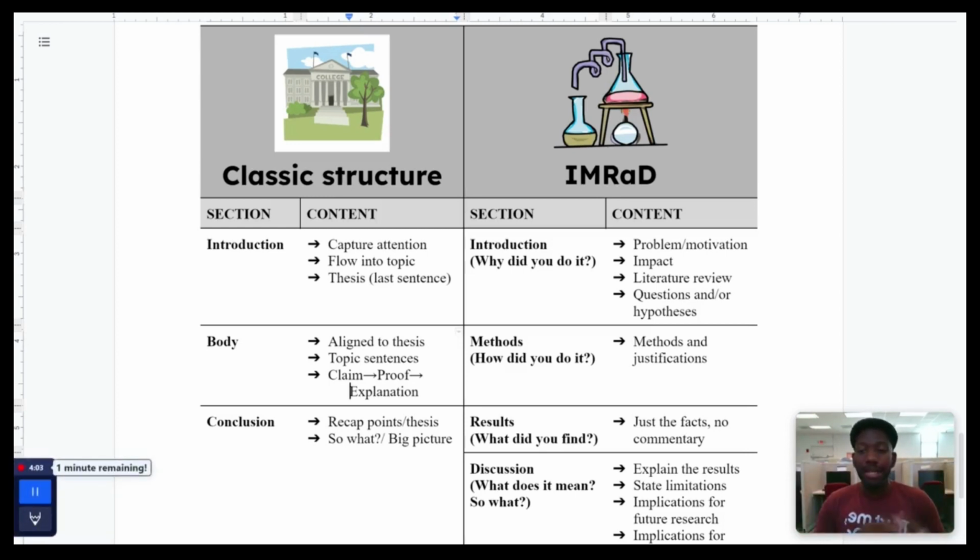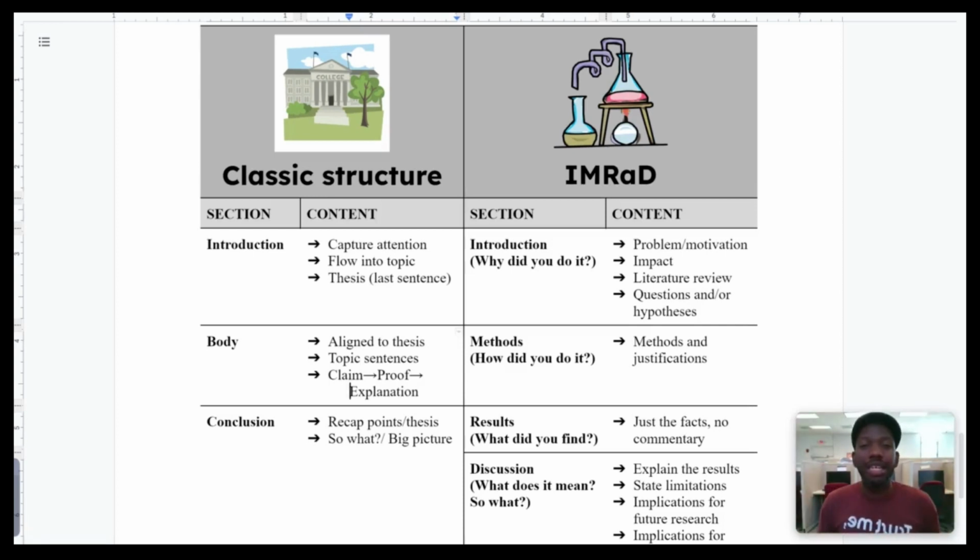Last but not least, we have the conclusion. Recap your points, recap your thesis, and not just that, but zoom out. Why should I care about this topic? Why should I care about what you're talking about? So expand to the big picture. What's the so what of this paper? What's the so what, the takeaway point? Land on that in your conclusion. And if you don't, it's a weak conclusion and no one wants to read that.